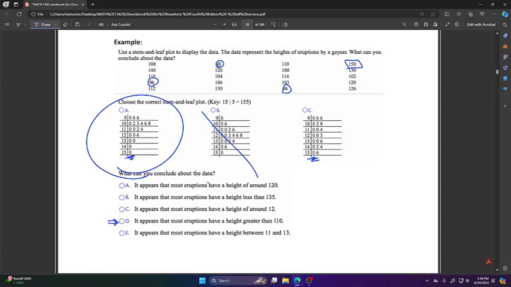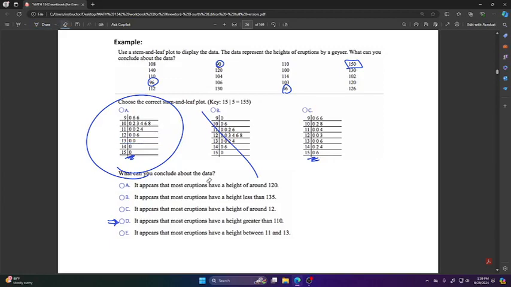Okay, I'm going to read it. It appears that most eruptions have a height around 120. Looking right here, a height of around 120. I mean, it's on there, but it's not like the most. You know what I mean? So I don't know about that one. Let's keep going. And it's not the worst. It appears that most eruptions have a height less than 135. So 135 would be this, and they're saying less than that. Yeah, I mean, that's fine, I guess.